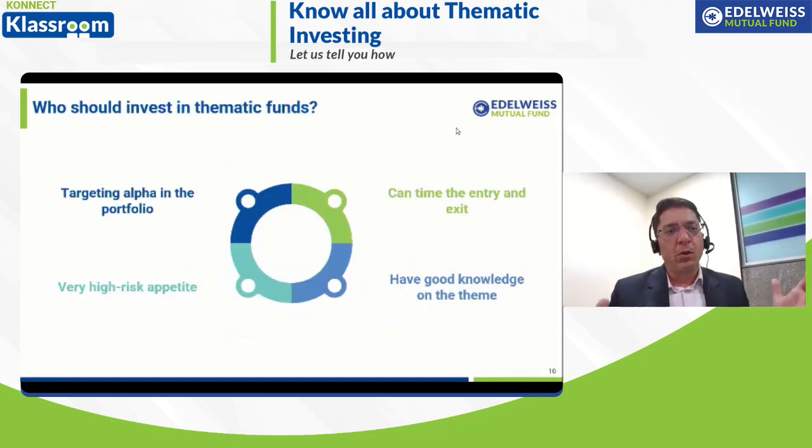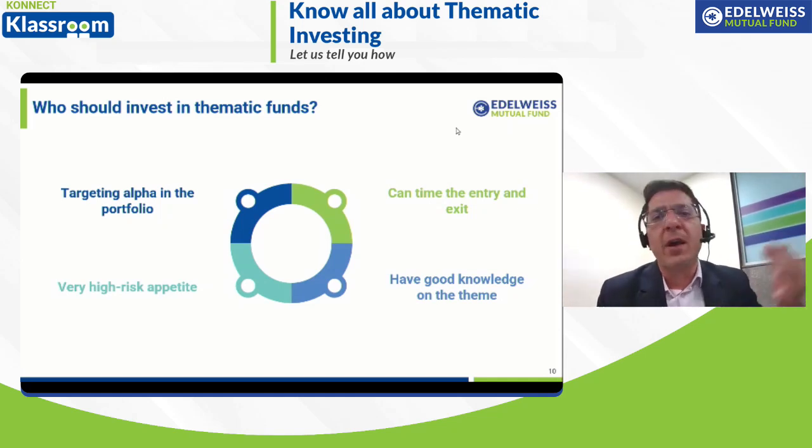You know, who should invest? Quite clearly, if you are somebody who can time your entry and exit, you are somebody who's reading, having good knowledge around the theme and around how things are working. So you are somebody who's clued in to what's happening in current affairs and the current news. You are obviously having a higher risk appetite, and you are targeting a higher degree of alpha in your portfolio.